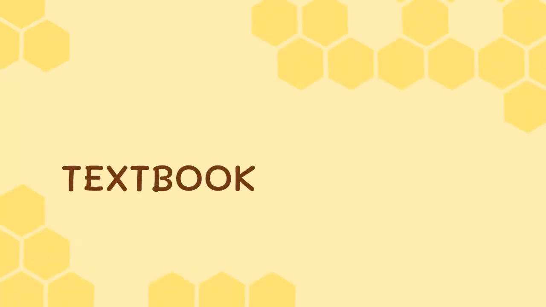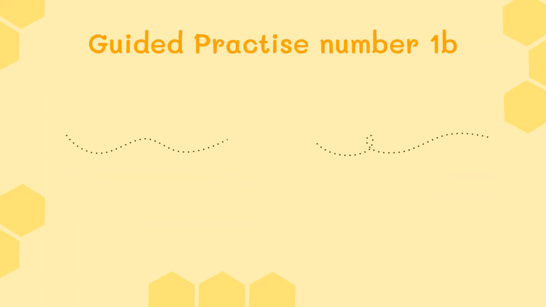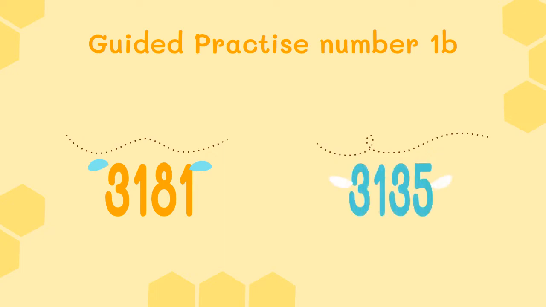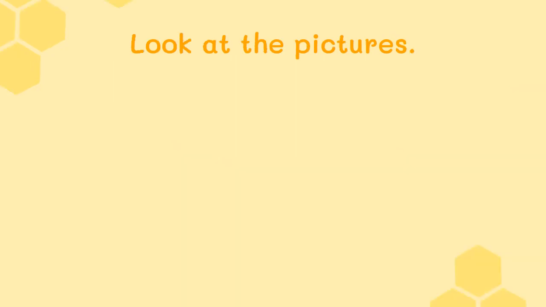Now, open your textbook again, page 22. Let's study how to do textbook page 22. Guided practice number 1B. So, we have 3,181. We have 3,135. The question is, which number is greater? Look at the pictures.